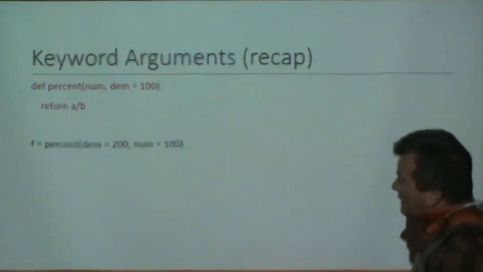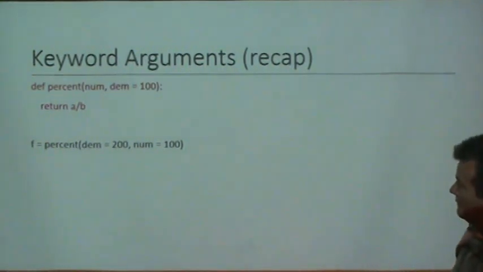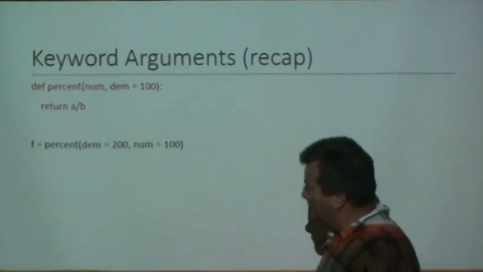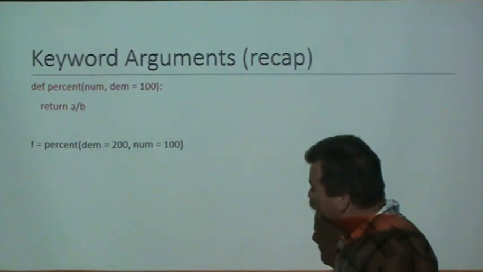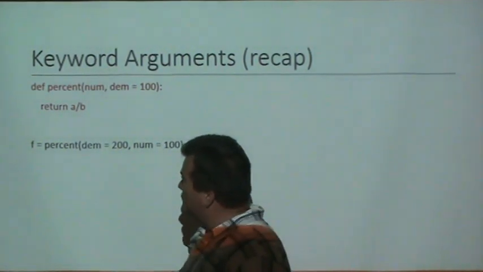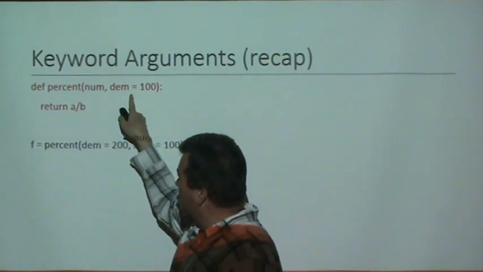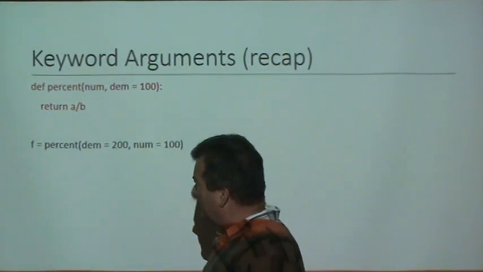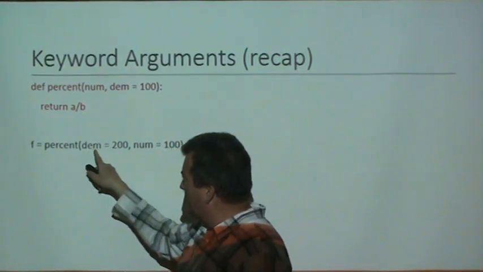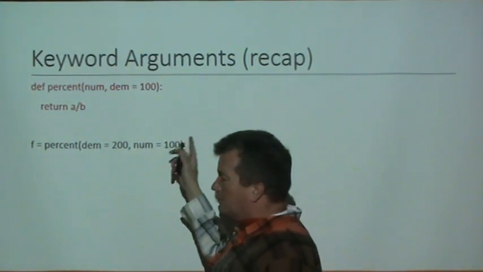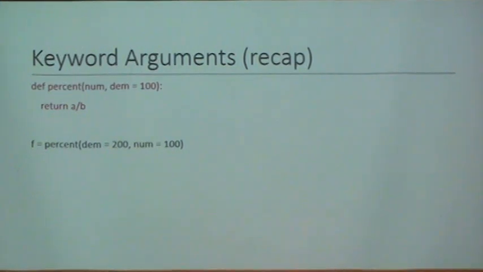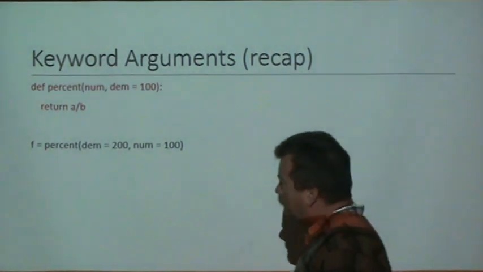Okay, so keyword arguments, a little bit of a recap here. So I could have a function that says numerators are required, denominators are optional, I'll supply it for you if you don't supply it. And I could say percentage denominator equals 200, numerator equals 100, this would be fine. And I'd be overriding the default in that case.